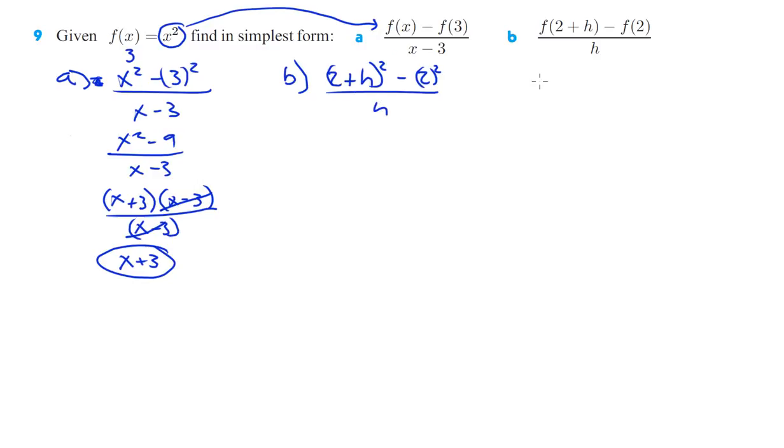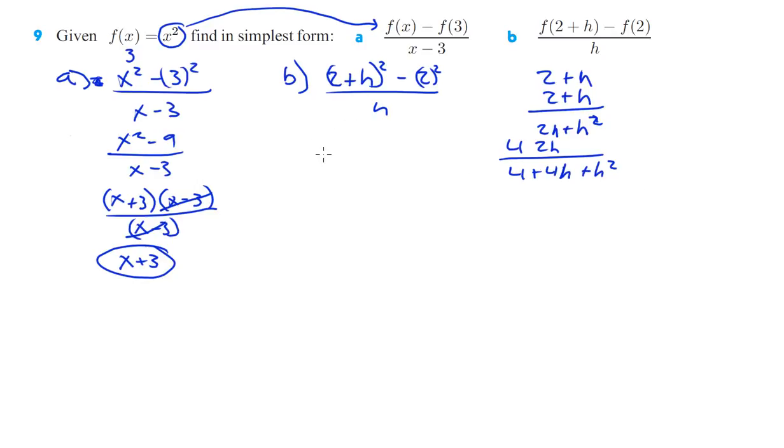So 2 plus h squared, we're going to want to multiply that out to see what that equals. 2 plus h, 2 plus h. H times h is h squared. H times 2 is 2h. 2 times h is 2h, and 2 times 2 is 4. So that gives us 4 plus 4h plus h squared. Right? So that's what that equals.